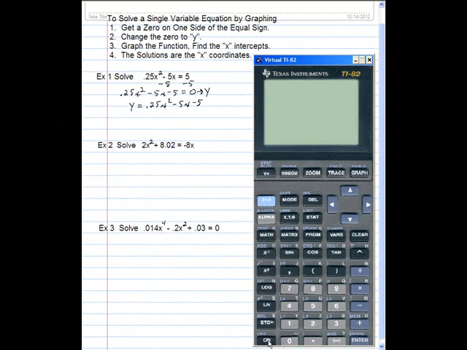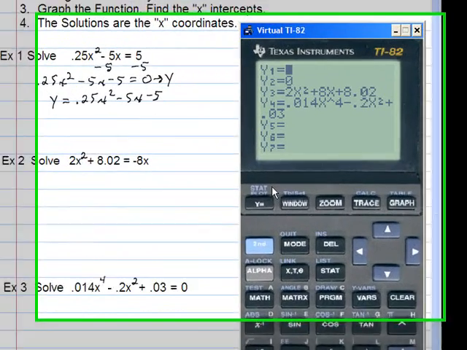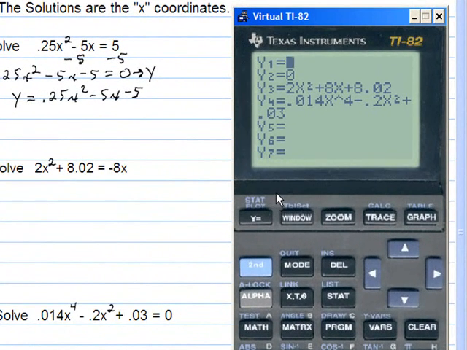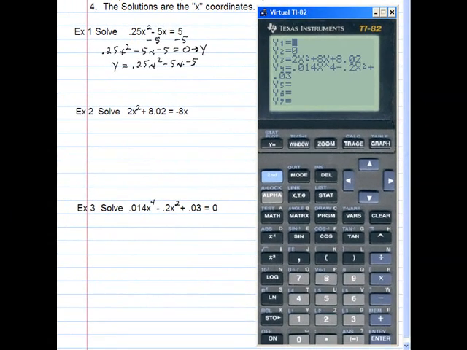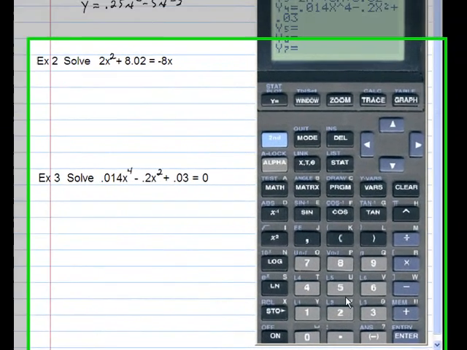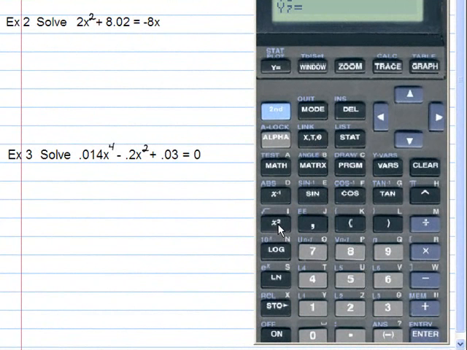And right now the calculator's not on, so I'll turn it on. And I'll go to my function section. And you'll notice, like in the last podcast, I've already added some functions just to save time. You'll see after we modify it that this second function corresponds to example 2 and the third function corresponds to example 3. But let me put in the equation from example 1, and it's y equals 0.25x squared minus 5x minus 5.